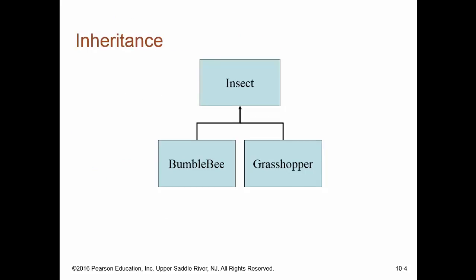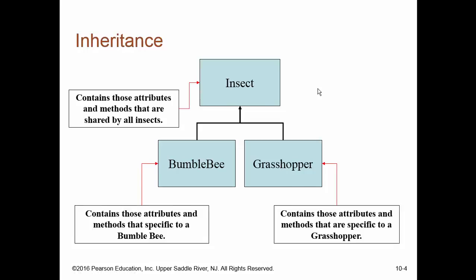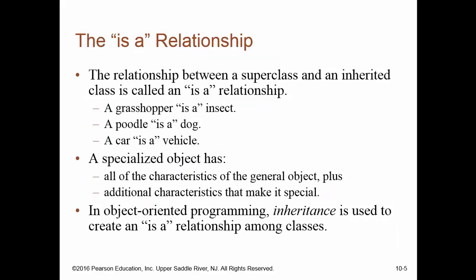So here's how you start to draw an inheritance relationship. The arrow that goes up here means that the classes down below, bumblebee and grasshopper, inherit from insect. Another way of looking at it is bumblebee and grasshopper are children of the parent insect. So as mentioned here, in insect you can write all the attributes and all the methods that every insect would have, whatever it happens to be. Then in the bumblebee and the grasshopper, you can put just those attributes and just those methods specific to either a bumblebee or a grasshopper in this case.